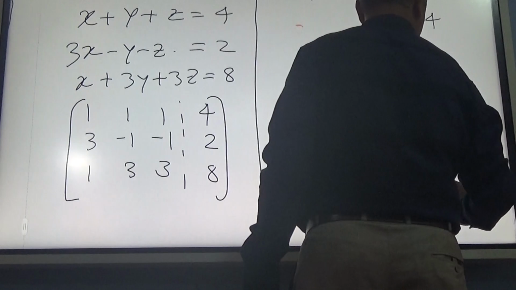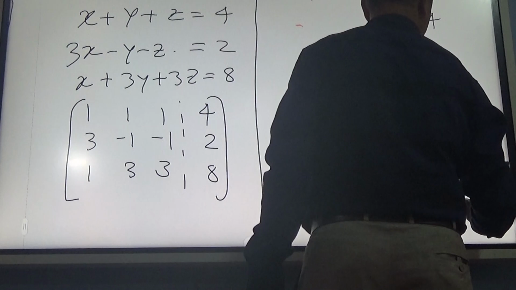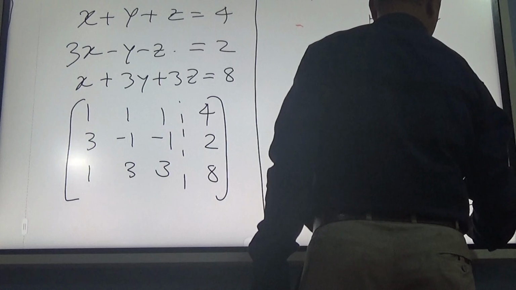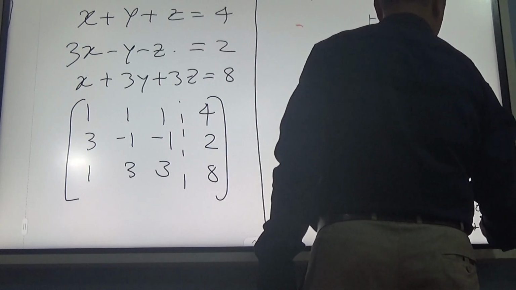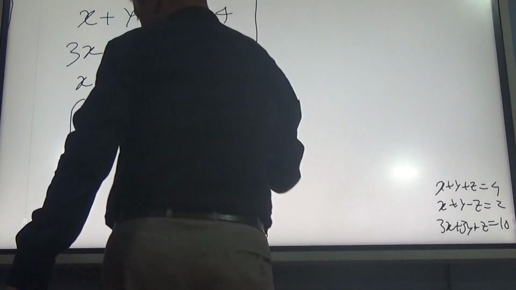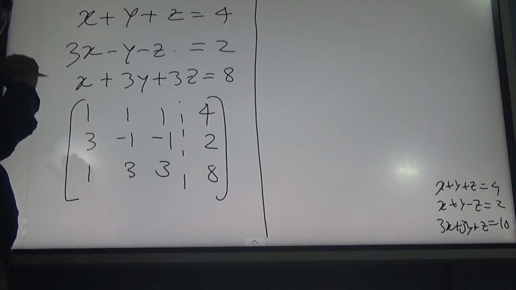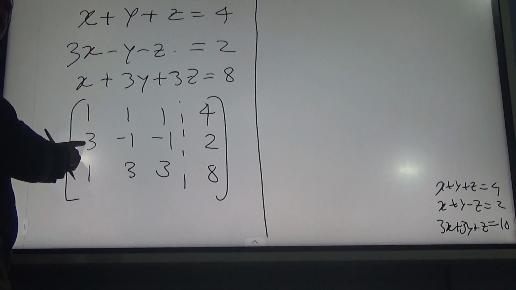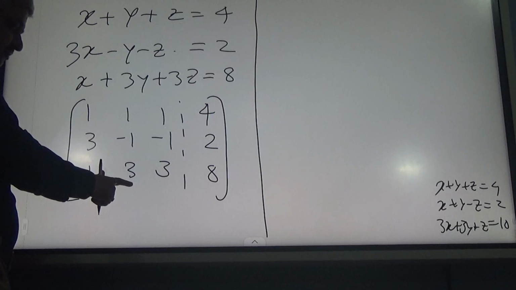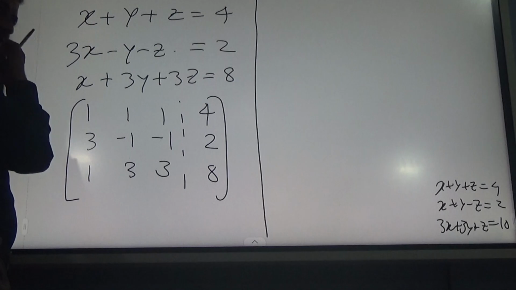I will write something else. x plus y plus z equal to 4. x plus y minus z equal to 2. And 3x plus 3y plus z equal to 10. So what is our target? We try to make this 0, right? This 0, this 0. So how can we achieve both things?